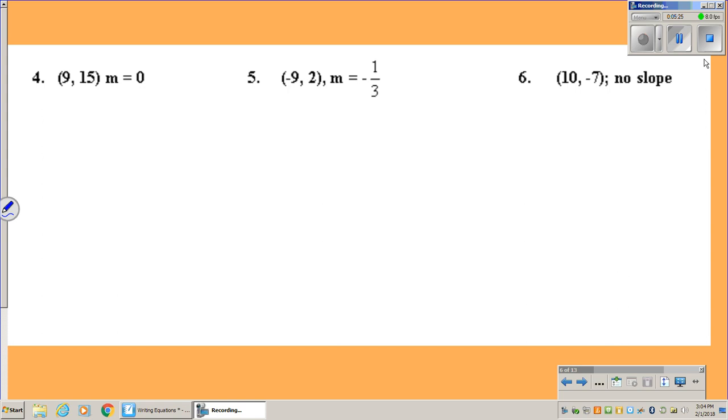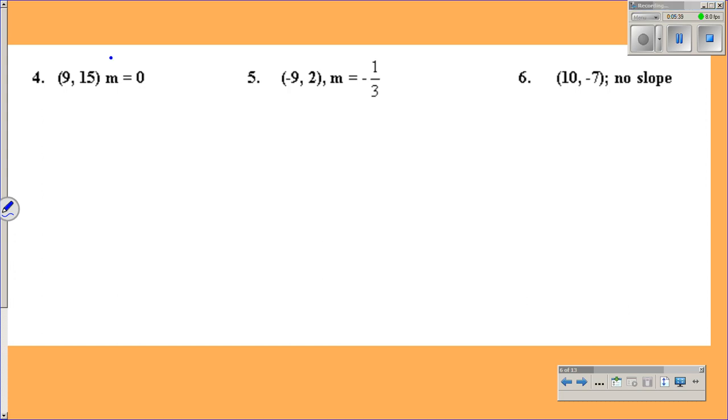Okay, we're going to look at just 3 more examples. We need to review lines that have 0 slopes and lines that have no slope, undefined slopes. So if you think about a line that has a slope of 0, that's going to be a horizontal line. And horizontal lines pass through the y-axis. So the shortcut is that you only need to know the y-coordinate that the line passes through this point. So you would get the equation just y equals 15.